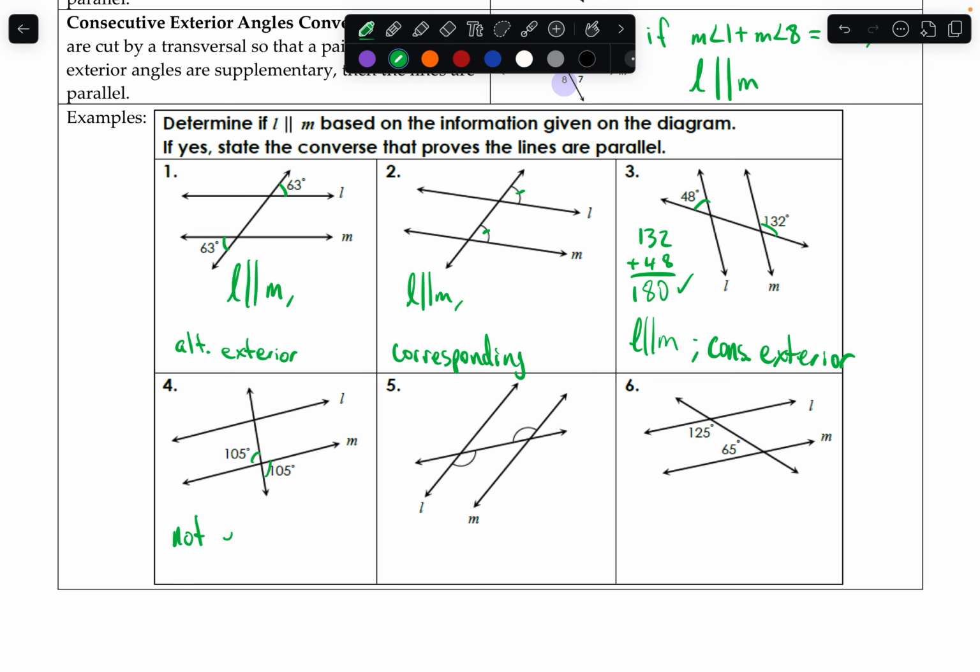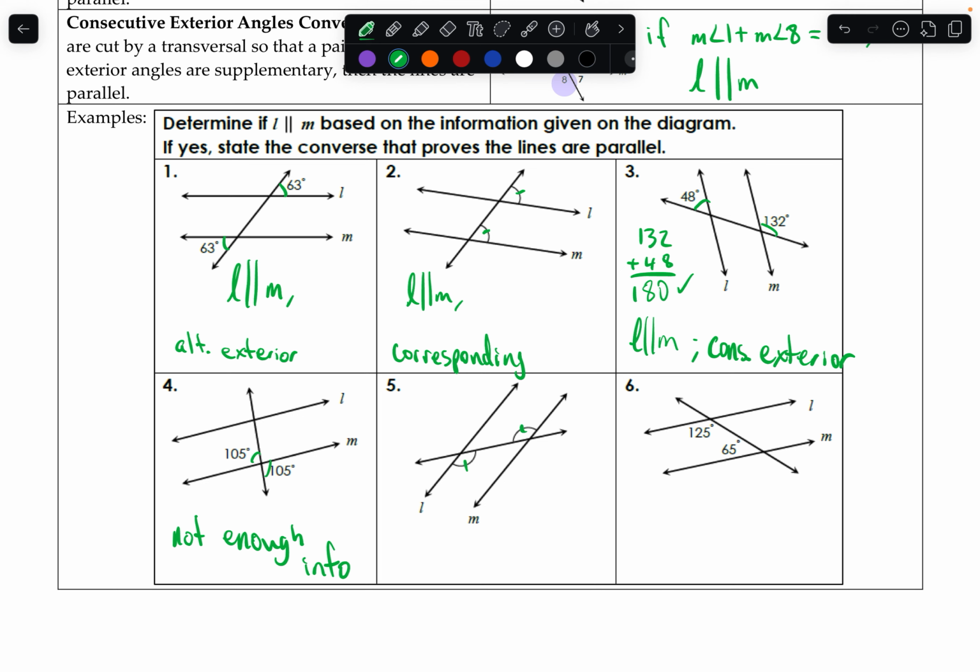So we're going to say not enough info. There's no angle up here to tell us. Like if this were also 105 or this were also 105, then we would be able to say something. We'd be like, all right, these are corresponding, or these are alternate exterior. We would have some information to go on. But because there's no given angles right here, we don't have enough information to make a determination about L and M.